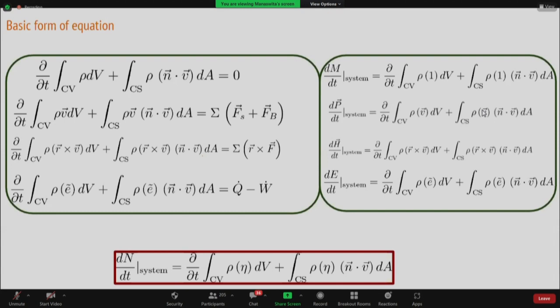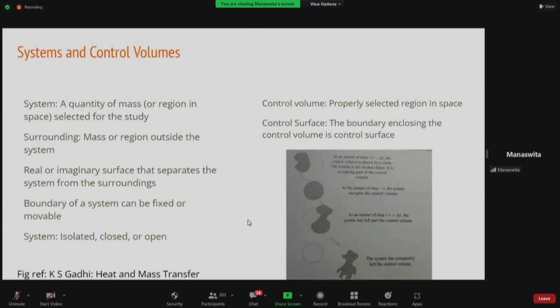No, see, system is a defined mass. So how will we define the mass in the control volume? Just give me 1 second. Can you see my screen now? Yes. Okay. So yes, I will define the system and control volume.